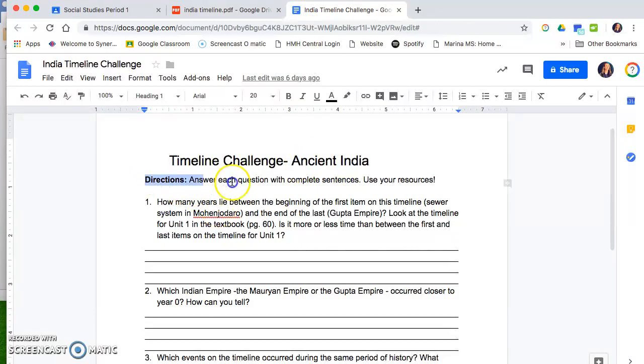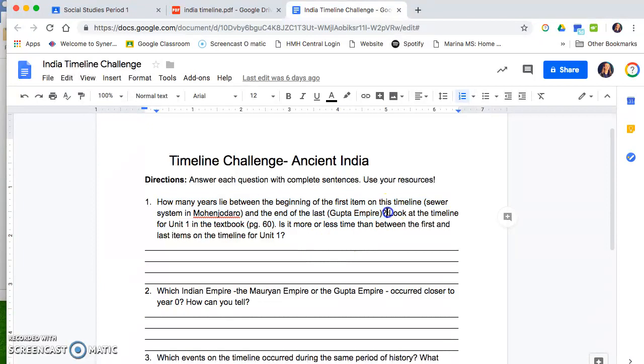Okay, so directions right here. It says answer each question with complete sentences and use your resources. This is not meant to be done from memory. I want you to use your textbook resources. So for example, number one, how many years lie between the beginning of the first item on this timeline, the sewer system in Mohenjo-daro? Remember when we traveled to ancient Mohenjo-daro? And the last, which is the Gupta Empire. Look at the timeline on, so that's one question, okay? So you'll need to answer that one question right here.